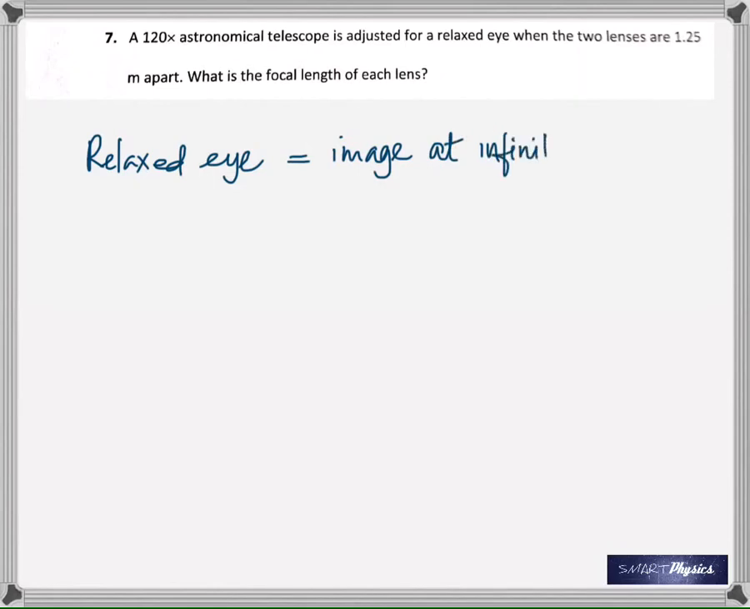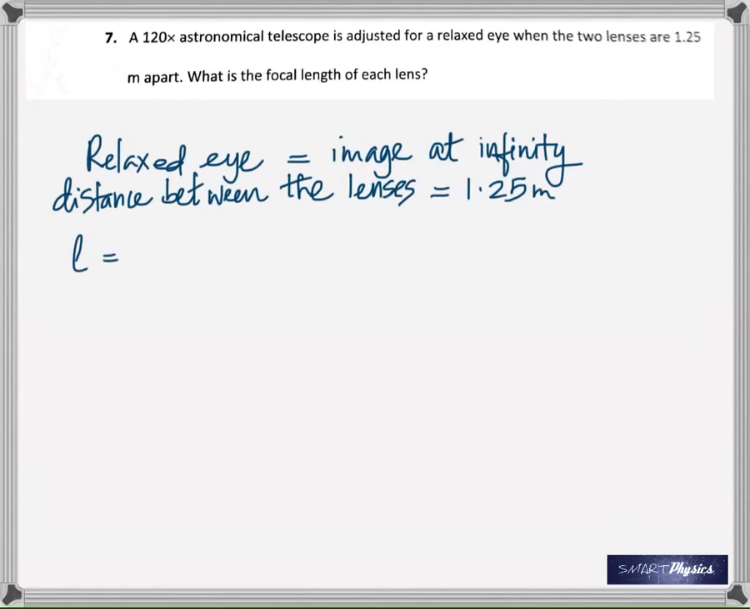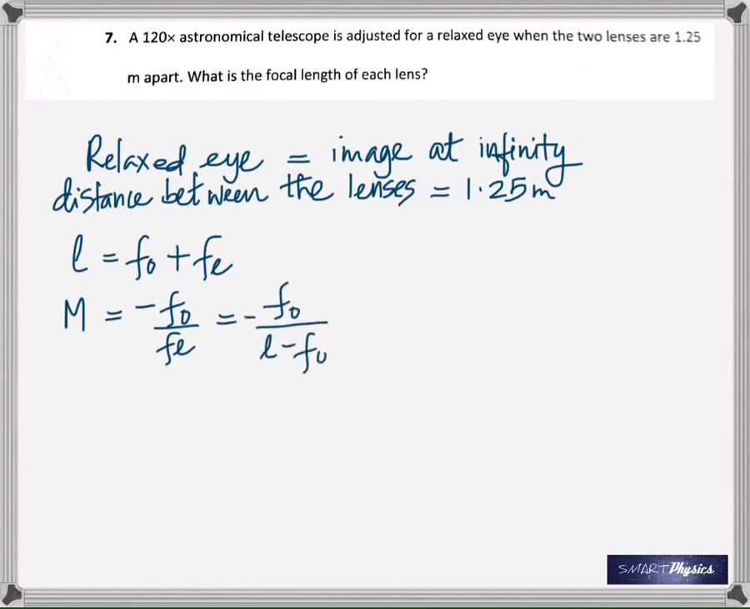And also it means that the length of the telescope tube must be equal to the sum of the focal lengths. So the distance between the lenses is given as 1.25 meters. And then we know L is F0 plus Fe. What you mean by distance between the lenses here is nothing but the length. Okay?